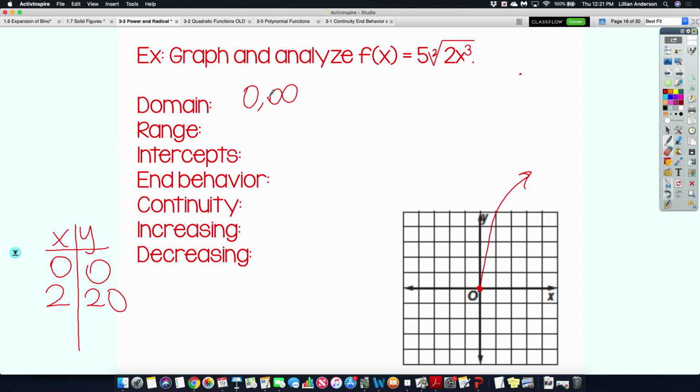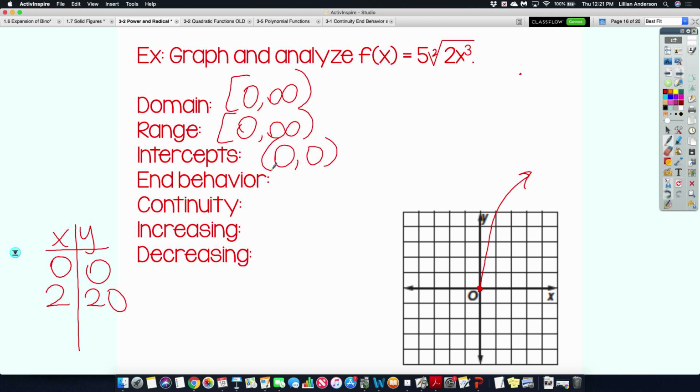0, parenthesis or bracket. What's the range? 0, bracket or parenthesis? Does it have any x or y intercepts? 0, 0. Now this one, am I going to have two end behaviors?